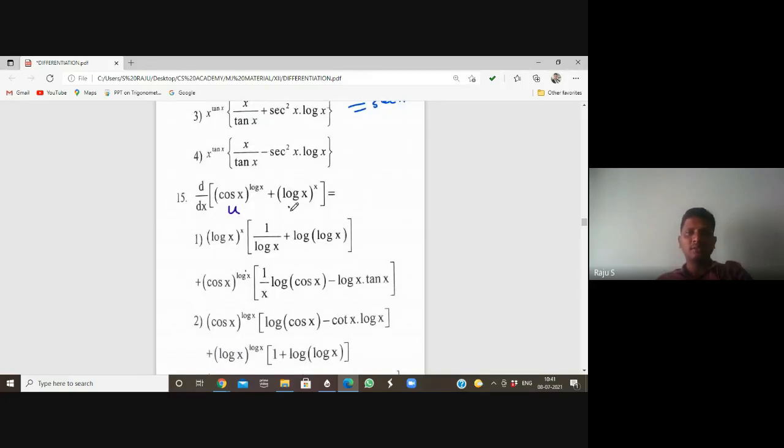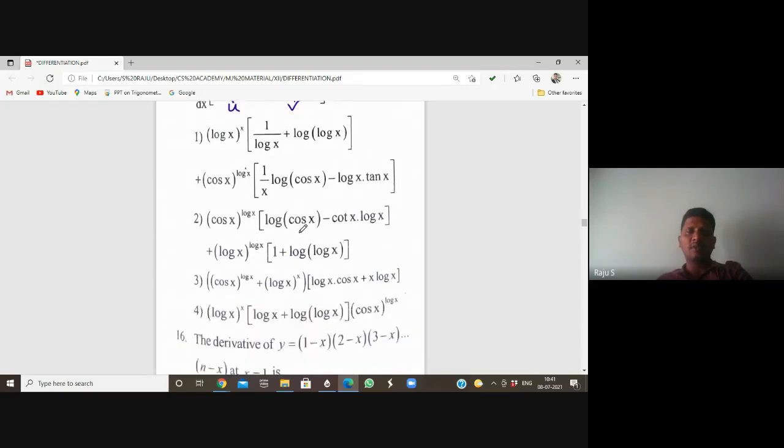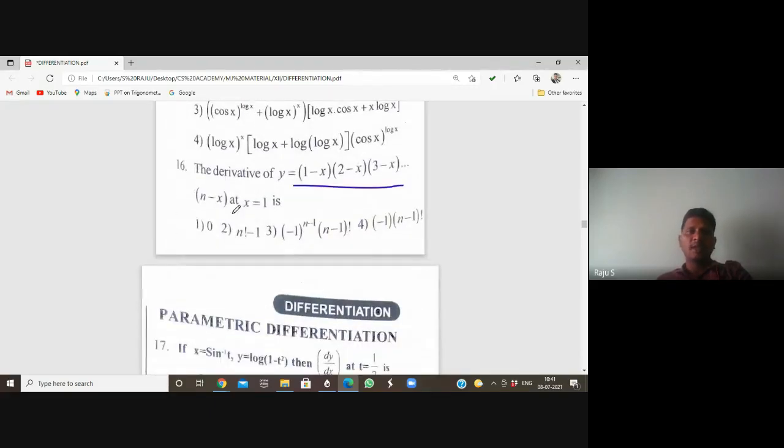Let us take this as u, this as v. Find the derivative of u separately and the derivative of v separately by applying log on both sides. Finally, you can add both the values and get the answer. Here also you can apply log on both sides, because a product of different functions is there. When we apply log on both sides, it is in the form of log of a, b, c, d. The formula is log a plus log b plus log c plus log d. We'll get them separately, then you can differentiate. It is very easy.